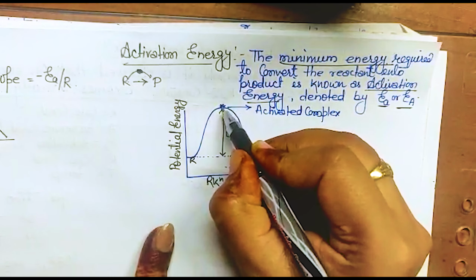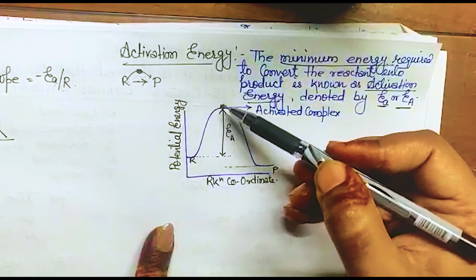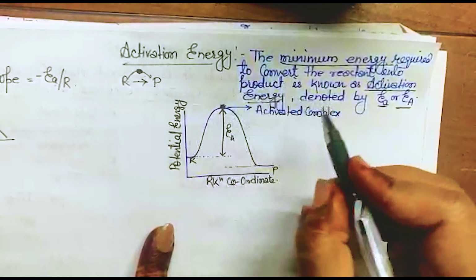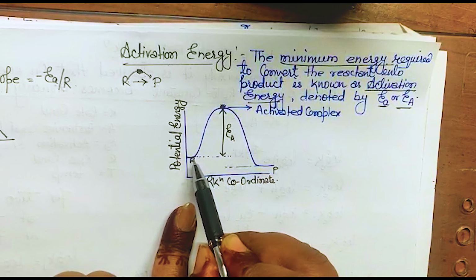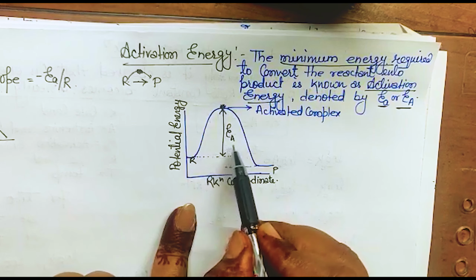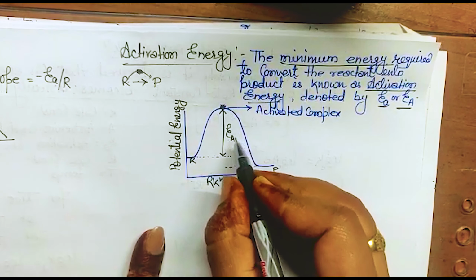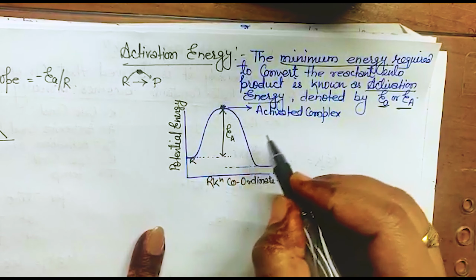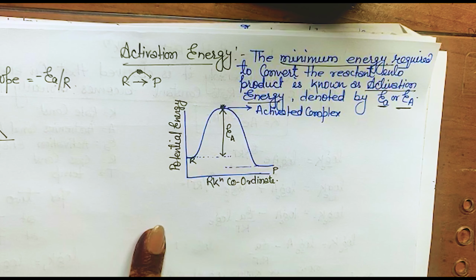The complex which is formed over here is called the activated complex, and the energy required to take the reactant from here to here is the activation energy. See, I have drawn P like this, but P can be here also. It depends upon whether the reaction is exothermic or endothermic.